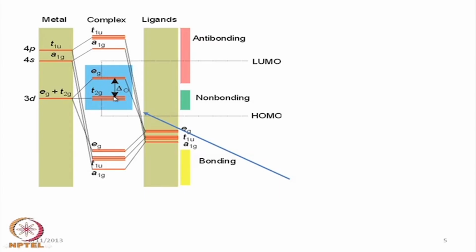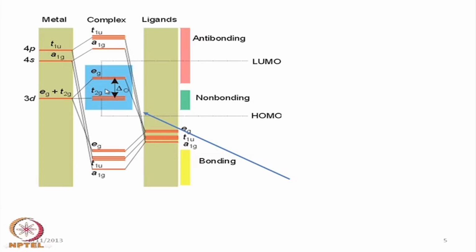So, we have the corresponding spectroscopic transition, or the electronic transition we expect in the visible or NIR region. So, the energy gap between this transition from the T2G to EG level is less, and we expect the corresponding transition would be in the visible or NIR region.